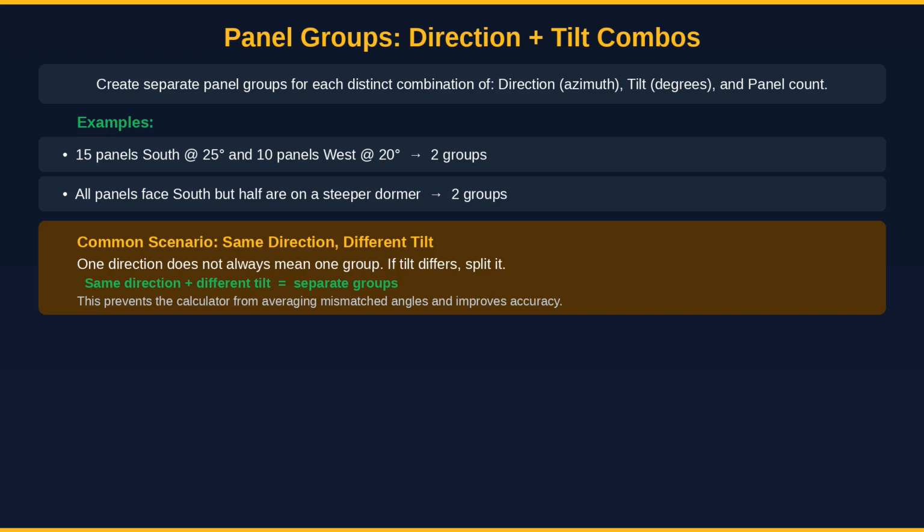When setting up panel groups, create a separate group for each distinct combination of direction and tilt. For example, 15 panels facing south at 25 degrees and 10 panels facing west at 20 degrees. That's 2 groups. Or if all panels face south but half are on a steeper dormer, that's also 2 groups. A common scenario to watch for: same direction does not always mean one group. If the tilt differs, you must split it into separate groups. This prevents the calculator from averaging mismatched angles and significantly improves accuracy.